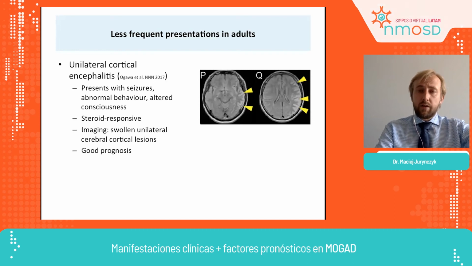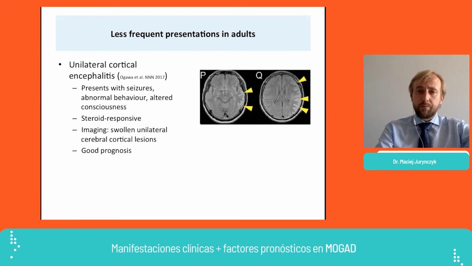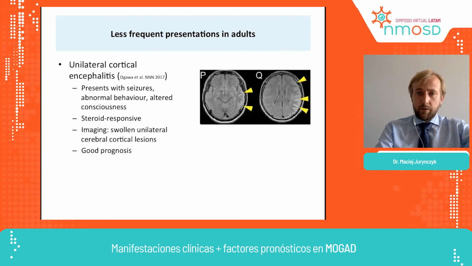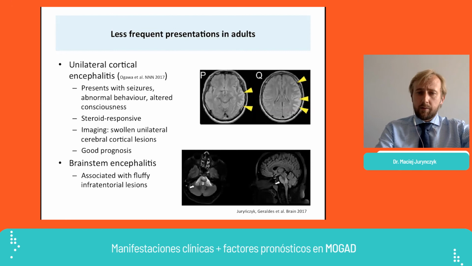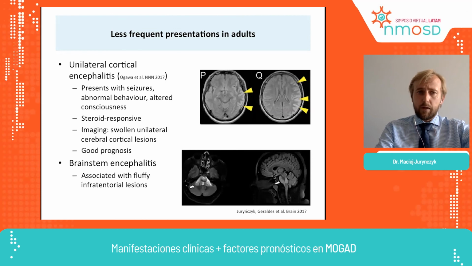And this swelling is not necessarily a consequence of seizures, because it was also seen in patients who didn't have seizures or in patients that had an MRI before seizures. The second interesting form is brainstem encephalitis, which can be interpreted as a forme fruste of ADEM or limited form of ADEM. It has a quite striking imaging appearance associated with the presence of fluffy infratentorial lesions, which are often located in the middle cerebellar peduncles. Brainstem encephalitis may accompany optic neuritis or transverse myelitis, but can also be isolated.